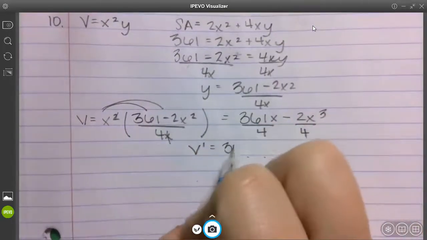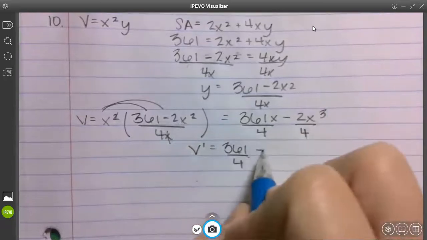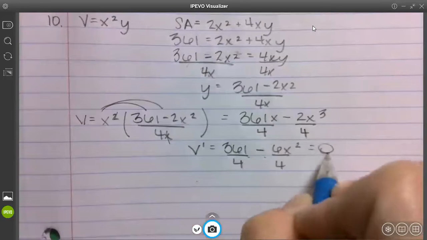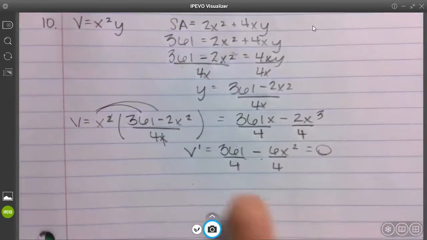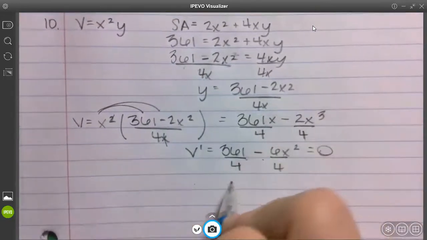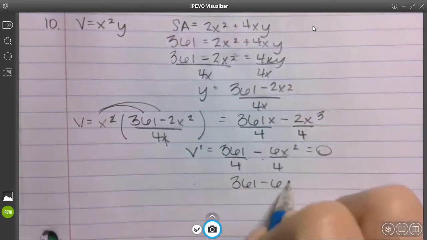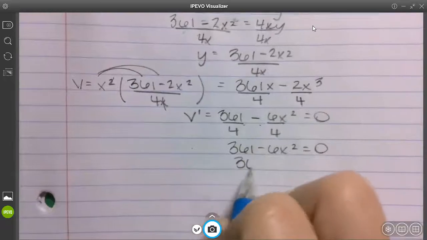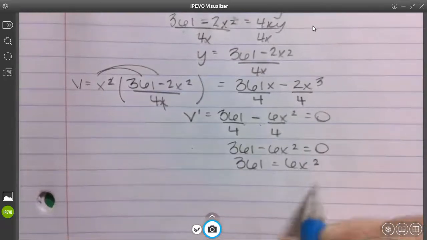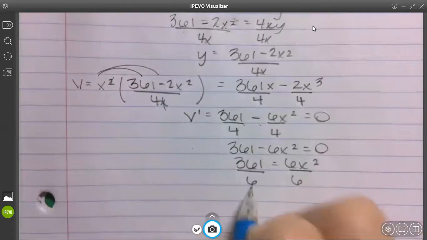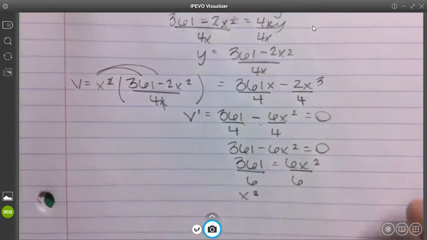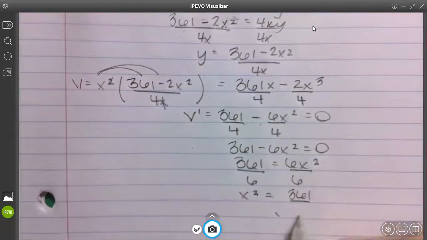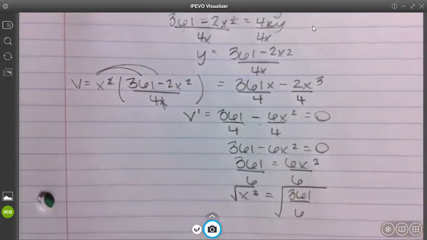So the derivative is 361 over 4 minus 2 times 3 is 6x squared over 4. And we want to set that equal to 0. Since they're both over 4, we can go ahead and multiply by 4, which will give us just the top set equal to 0. Add your 6x squared, divide by 6. And just like the last one, you're going to have 361 over 6 that you're going to take the square root of.